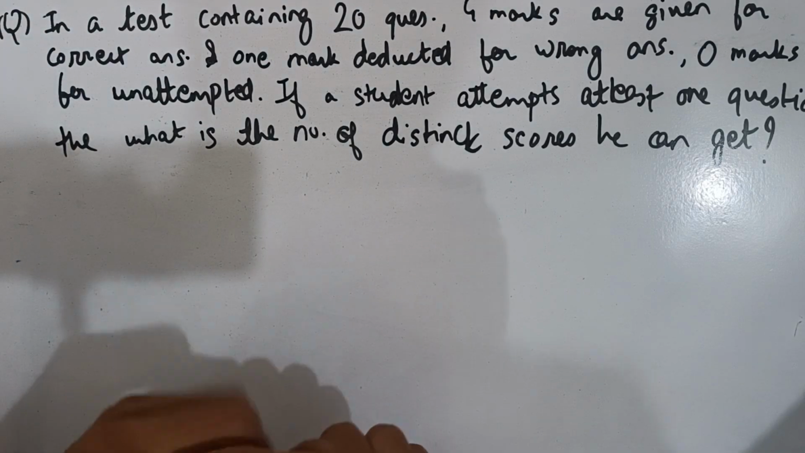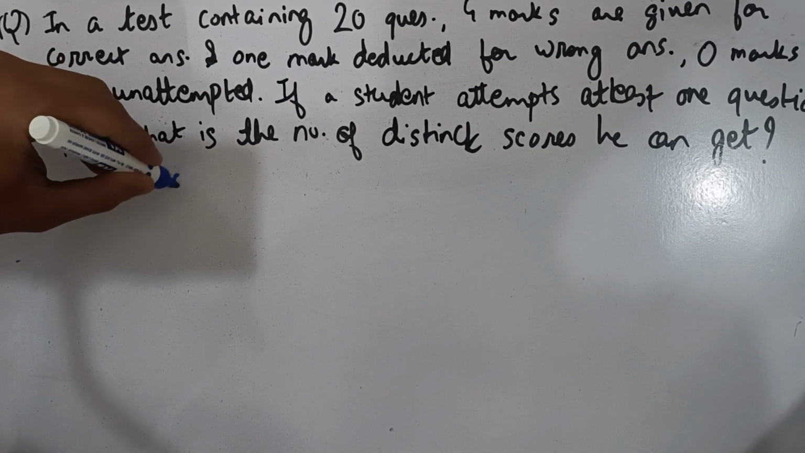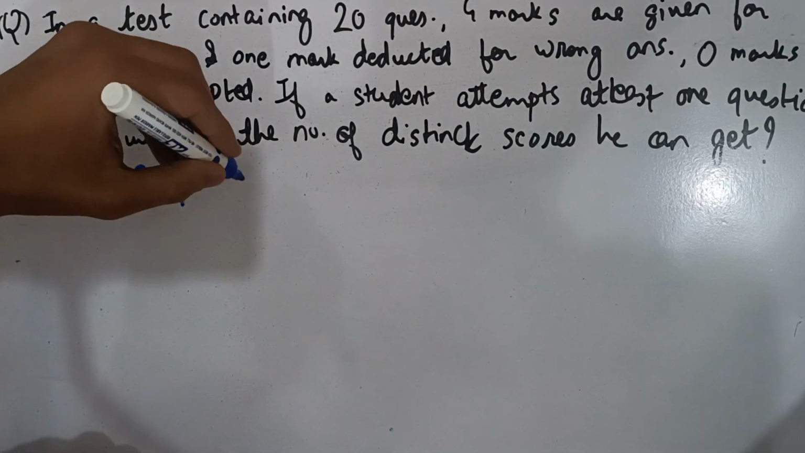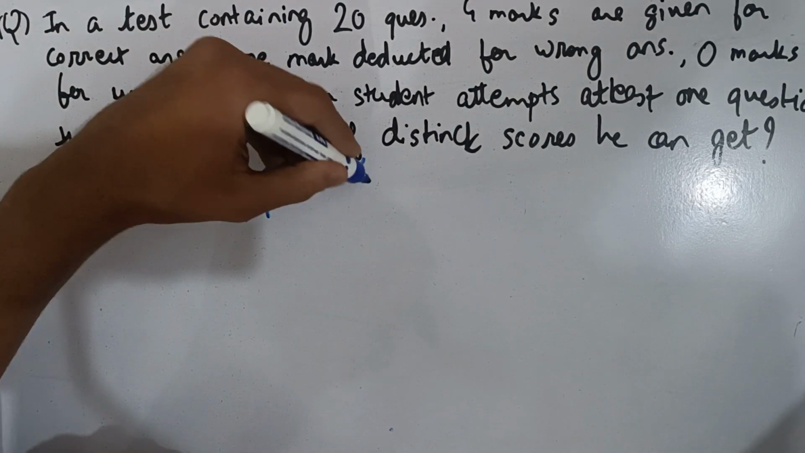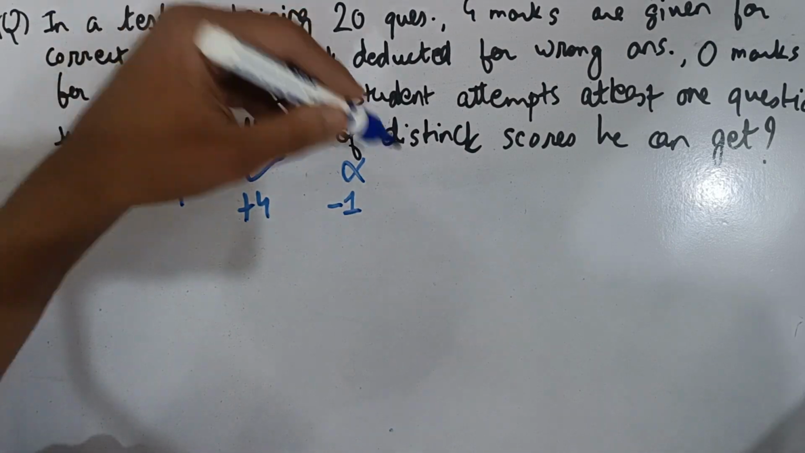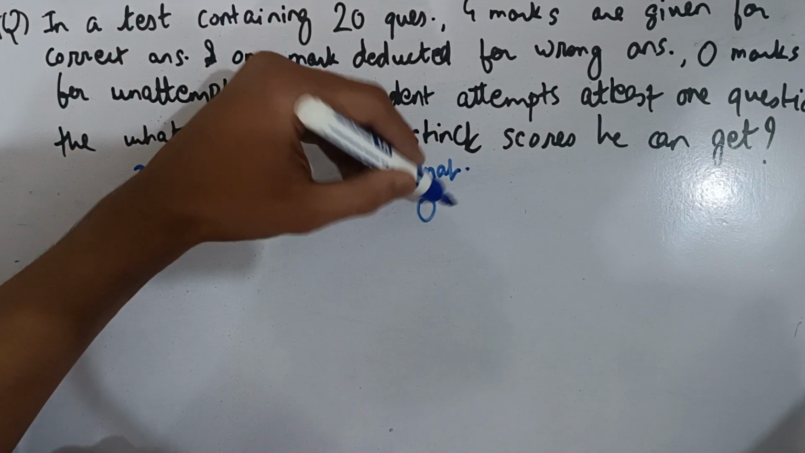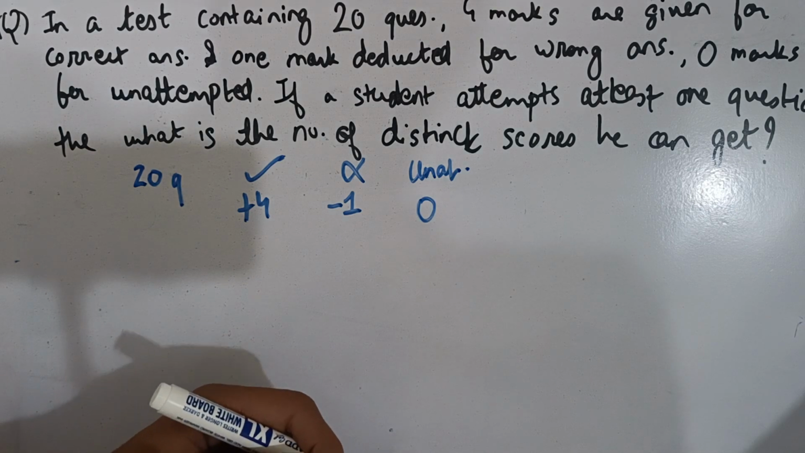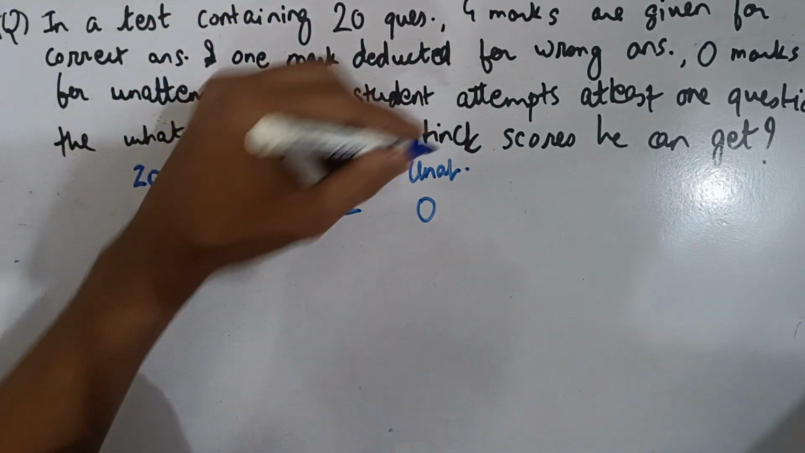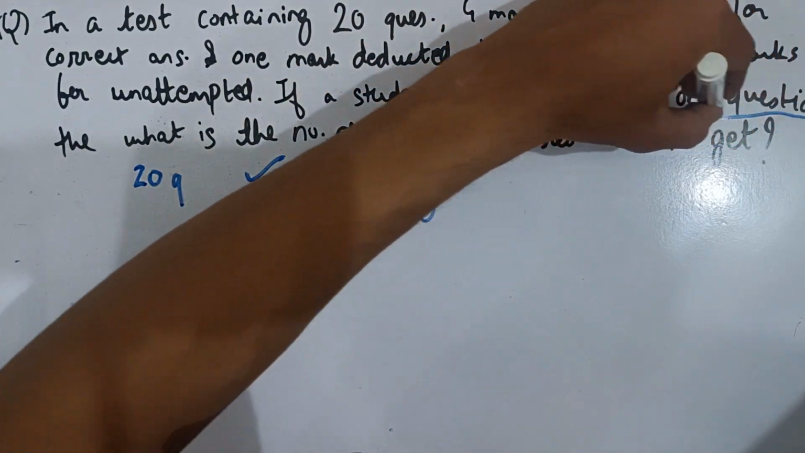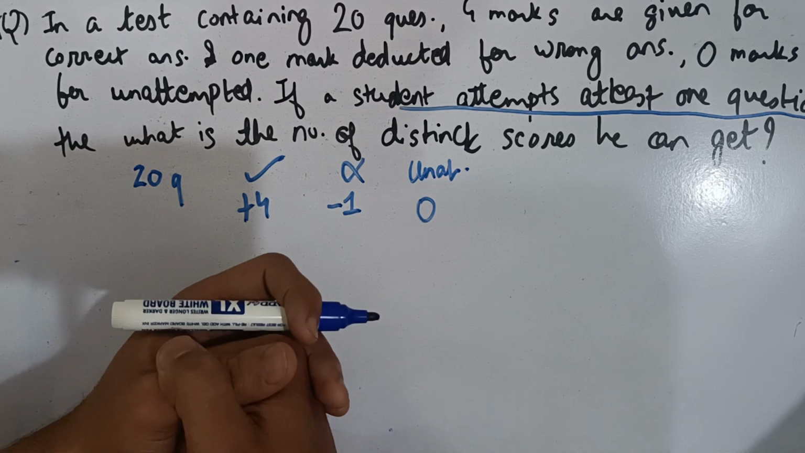So let's solve this. It is given that there are 20 questions in the exam, and if you do it right, you get +4. If you do it wrong, you get -1. And if you don't attempt, that is, if it's unattempted, then you get 0, nothing. The condition is that the student attempts at least one question, which means that a student has to do one question at least.